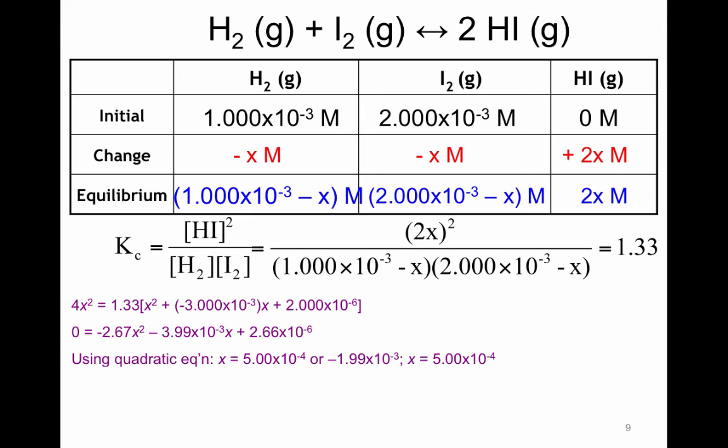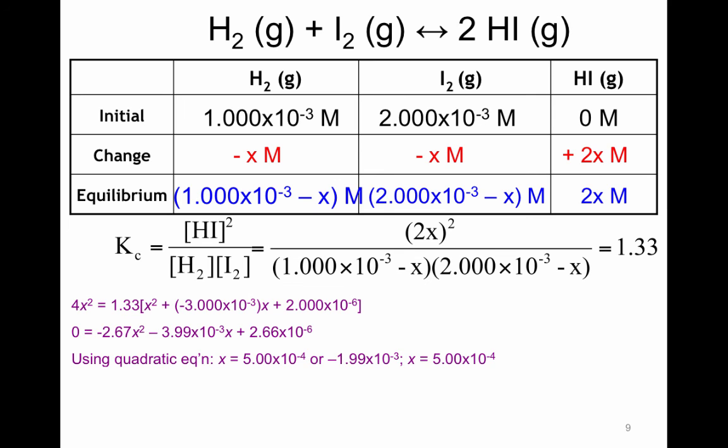And we're going to find out that for my quadratic equation, x is going to equal 2 possible values, but only one of them is correct. X is equal either to 5.00 times 10 to the negative 4 or negative 1.99 times 10 to the negative 3. X cannot be negative because I cannot have a negative concentration in any of my reactions, so that must mean x is equal to the positive value, 5.00 times 10 to the negative 4.